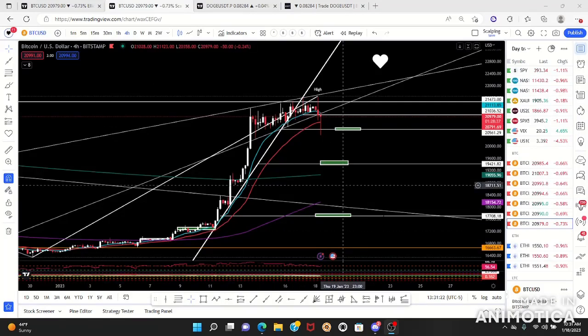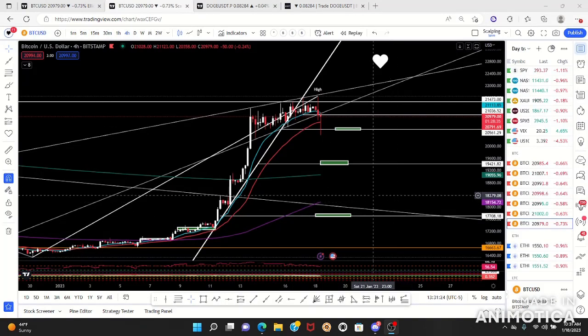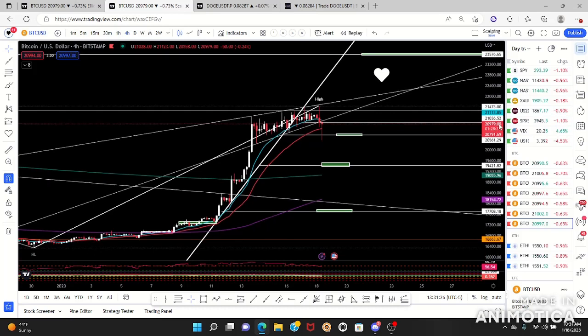Hello, beautiful souls. I am Awakened Soul, and today we're going to be looking at our next Bitcoin setup. We're actually going to start off with yesterday's chart, just based on this volatility, this movement that just currently happened. We're going to go ahead and go to my 1 hour.